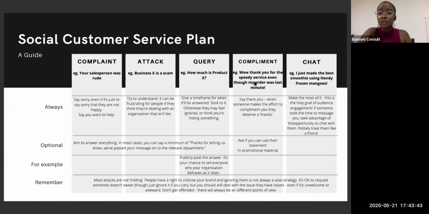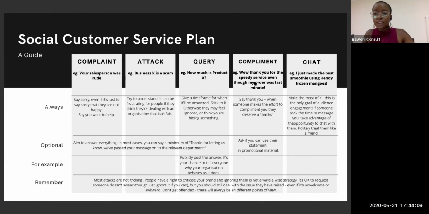As I said in the optional part of this table, it says, ask if you can use their statement as promotional material. But obviously, even if someone's giving you a compliment, it serves you better to respond as soon as possible and say thank you, and even ask them to come back for another product or another service. It's a great way to upsell your products and your services. And you want that person to feel special and to feel seen, okay?